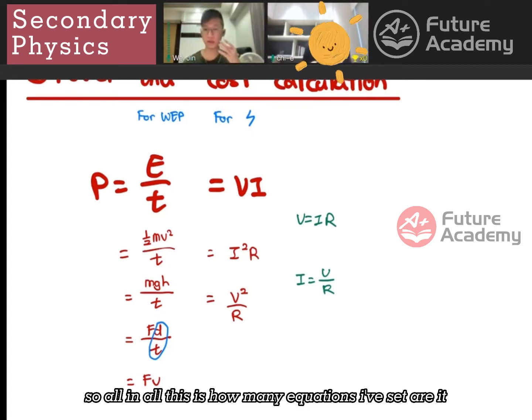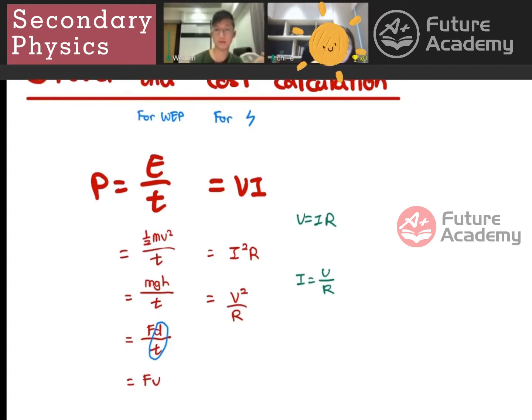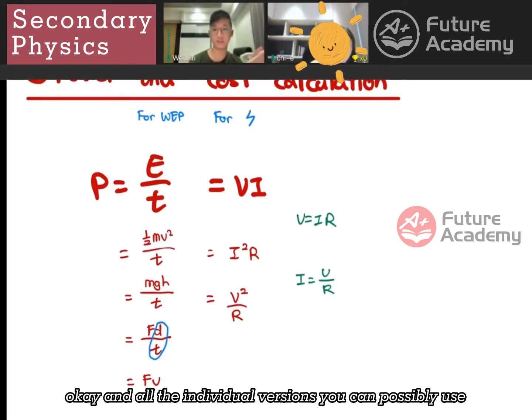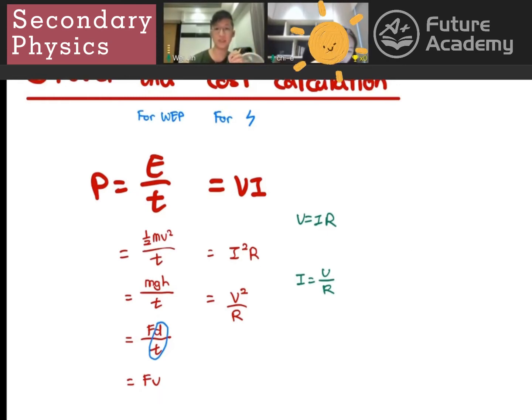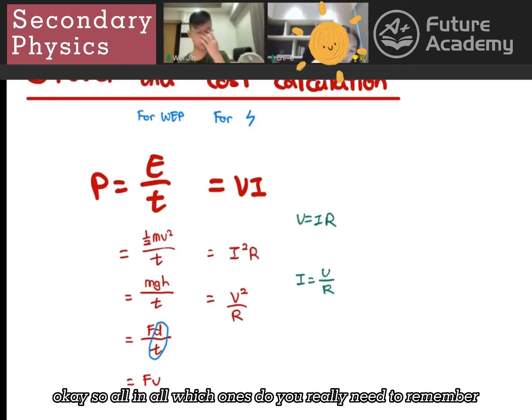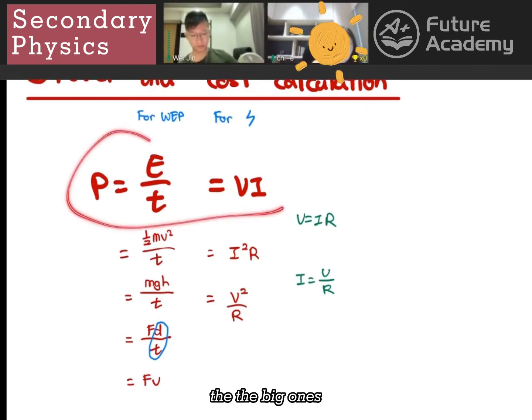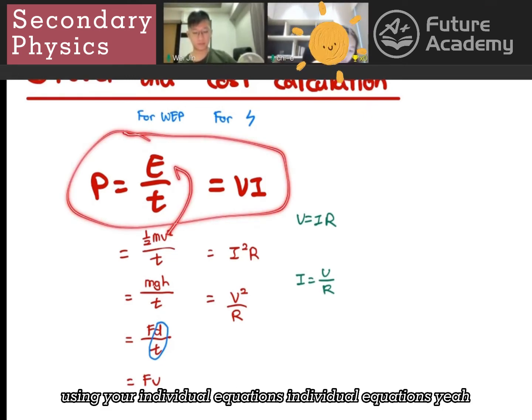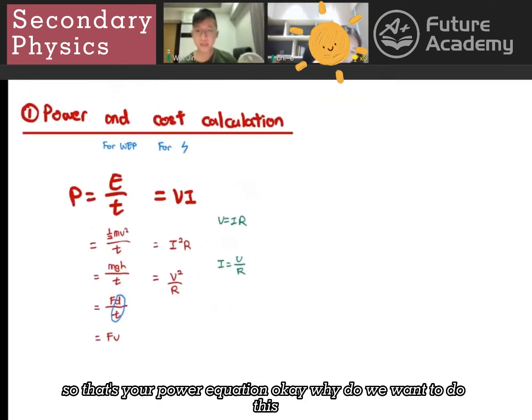So all in all, how many equations are there? 8. So these are all the equations related to power, and all their individual versions you can possibly use. Which ones do you really need to remember? The big ones. And then from there, you can derive the rest using your individual equations. So that's your power equation.